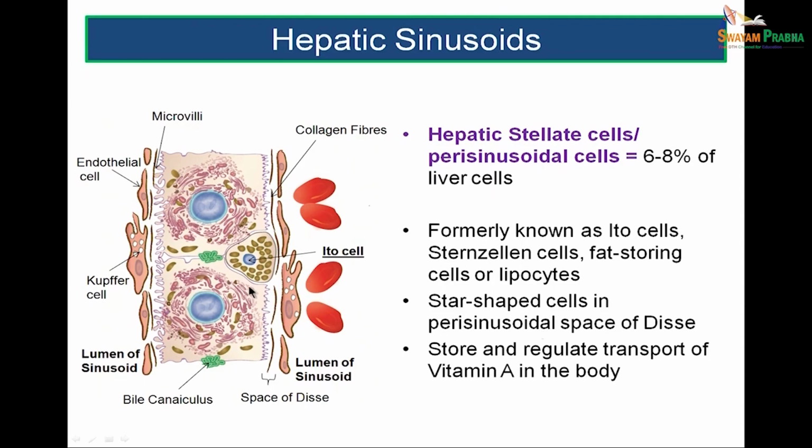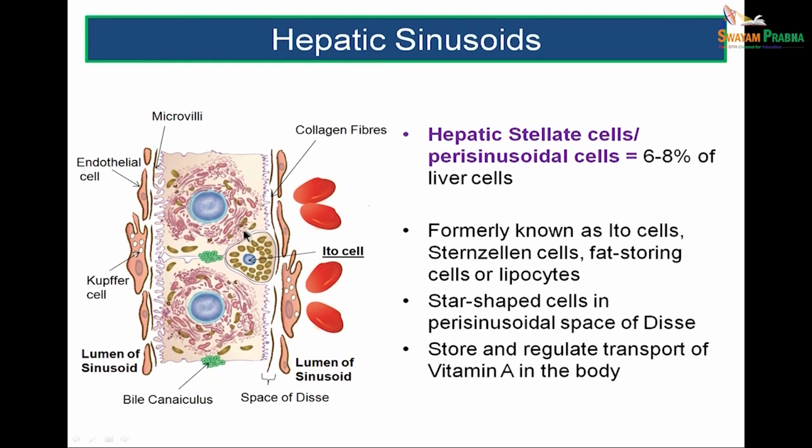Another special cell is the Ito cell. Can you see this cell here with a lot of fat droplets in it? That is why this cell is also called the lipocyte. These cells make up 6 to 8% of liver cells. They were also called Ito cells, Stern-Zellen cells. They are fat storing cells or lipocytes. Today, they are known as hepatic stellate cells, also called perisinusoidal cells.